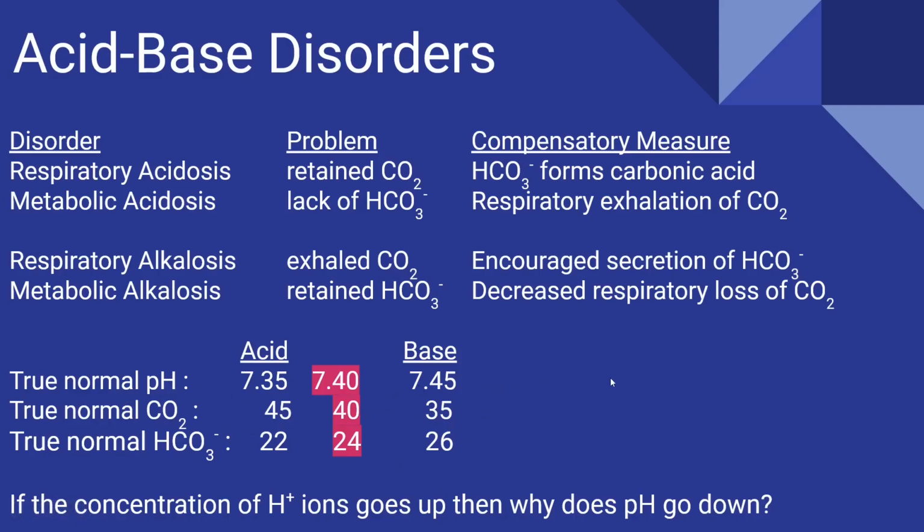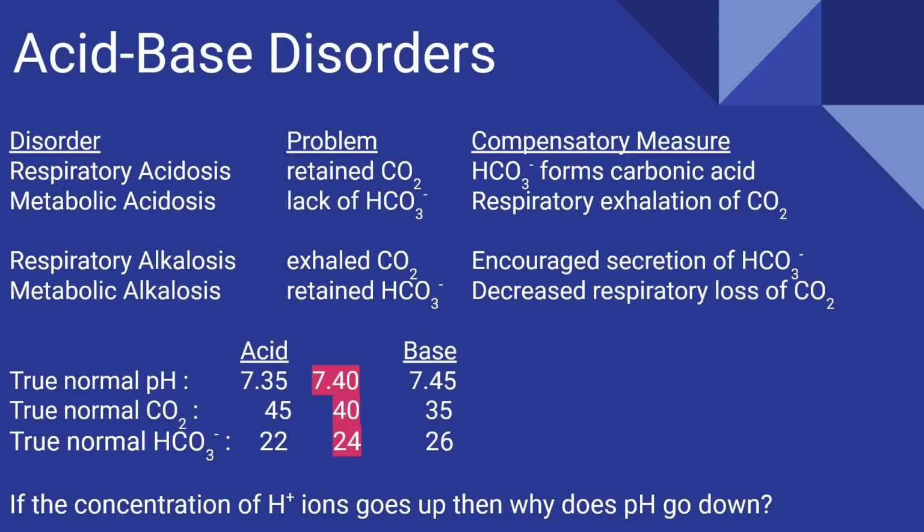So a true normal pH, we want to be right at 7.4, true normal CO2 at 40, and I like to reverse how my CO2 is displayed because a high CO2 is acidic and a low CO2 is basic. A true normal bicarbonate is 24.